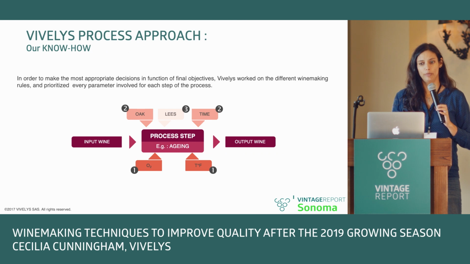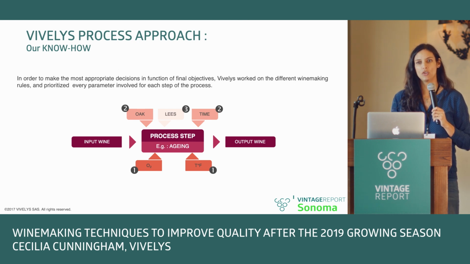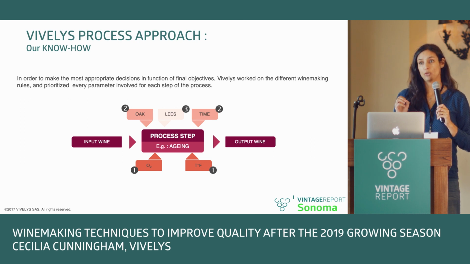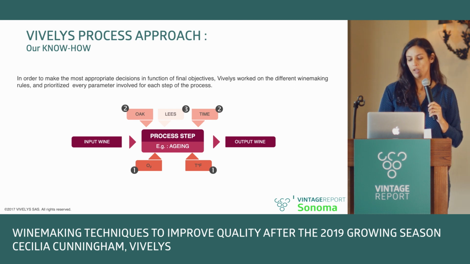For this, I'm presenting a methodology, sharing with you a part of the research and development that we have done internally as a company. We're taking every step of the process and analyzing which key parameters have a bigger impact on the final results. This is just an example on aging, but we know that oxygen and temperature are factors that we really need to control, and they're going to have the largest impact on the wine that we're making.